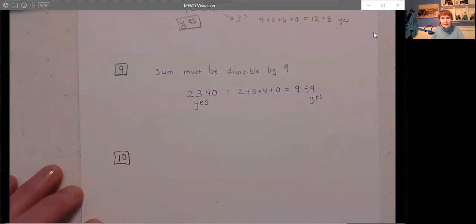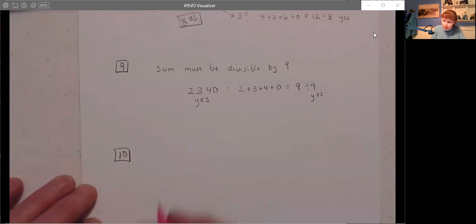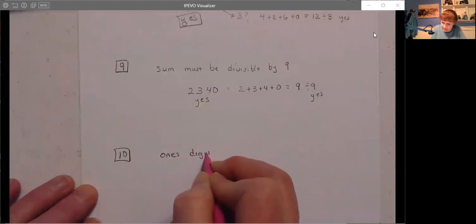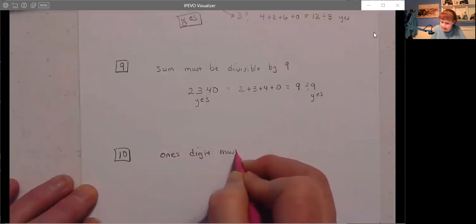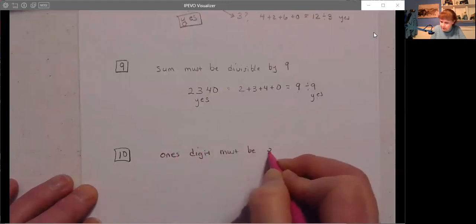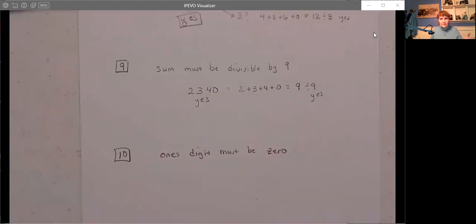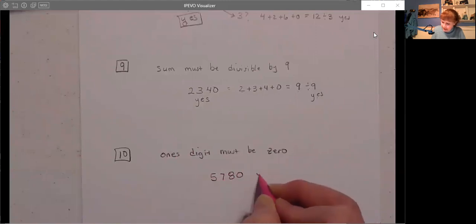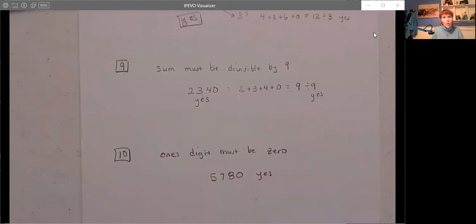10 is real easy. This is done at a glance. The ones digit must be 0. That's it. So if you have 5,780, the answer is yes. The ones digit is 0.